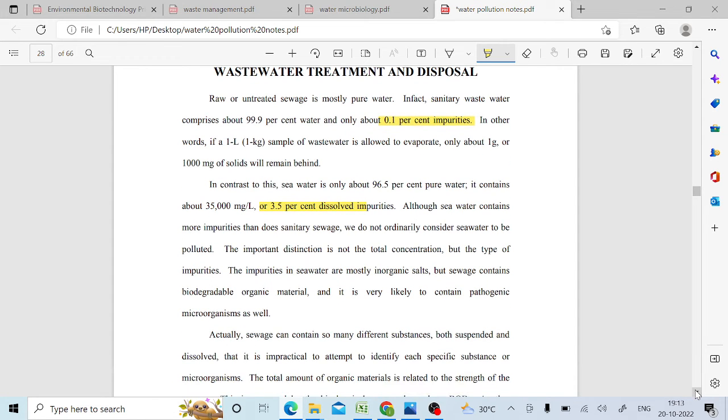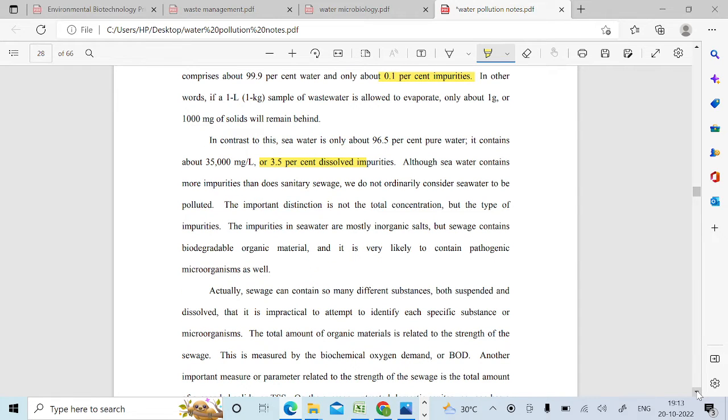But the major difference here is that sewage water contains biodegradable organic materials, whereas natural seawater contains inorganic salts. The biodegradable organic materials in sewage water, along with pathogenic microorganisms, have to be removed so that this sewage water or wastewater can be released into the environment.